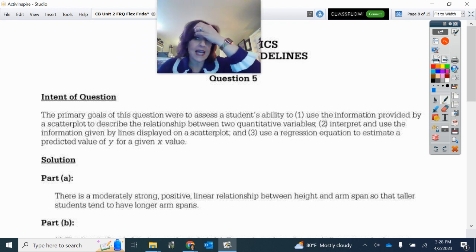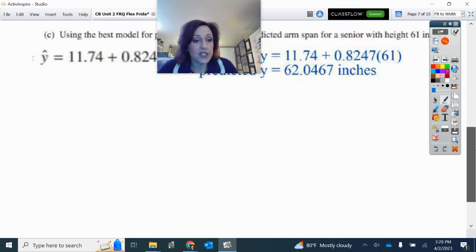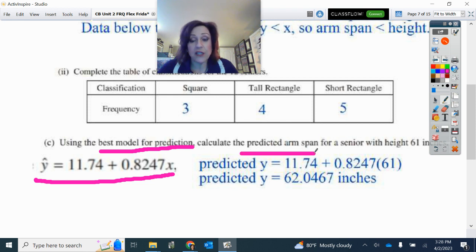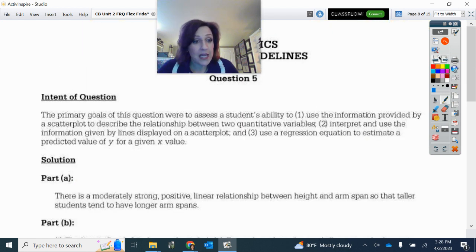All right. And so then the last one here was to just predict using the best model for the prediction. So that, of course, would be this line of best fit. Predicting the arm span, so the predicted arm span for a height of 61 inches. So that's a value of 61 being plugged in for the X. I want to point out to you that you actually had to have units on this to get full credit. So let's take a look.